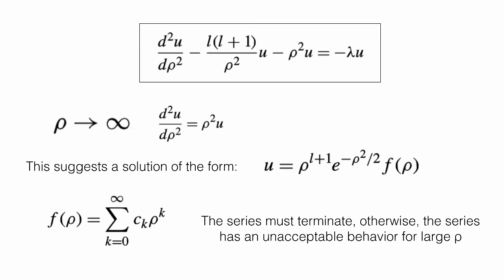Now we can also do the same for the solution very far from the origin. In that case, we find that the equation to solve is the second derivative of u equal to rho square u, which has for solution either the exponential e to the minus rho square over 2 or e to the plus rho square over 2. We know that e to the rho square over 2 is not acceptable for normalization purposes. So that means that at the end of the day, we have a solution that looks like the one that's provided there, with a function f, which we don't know what it is. That's what we still need to establish. And we are going to suppose it looks like a series, a power series in terms of rho.